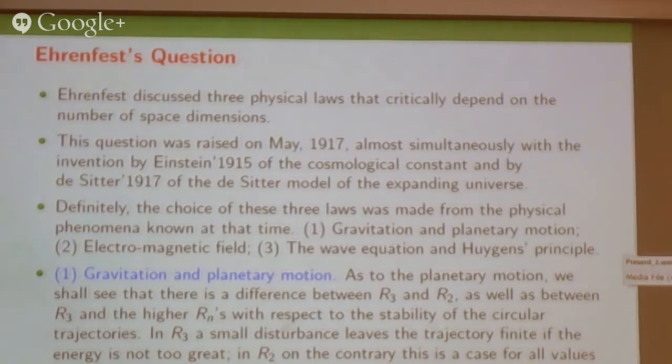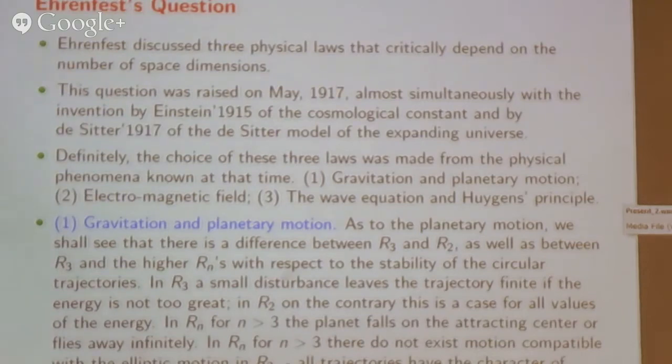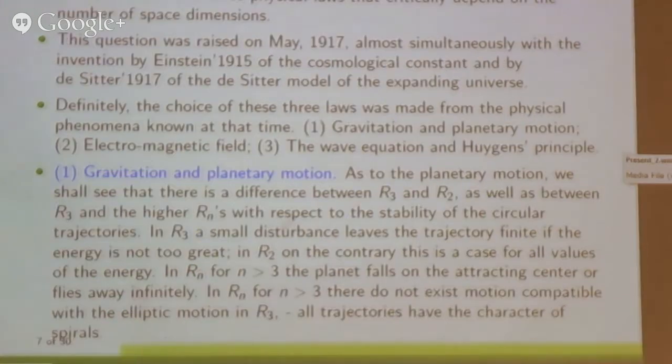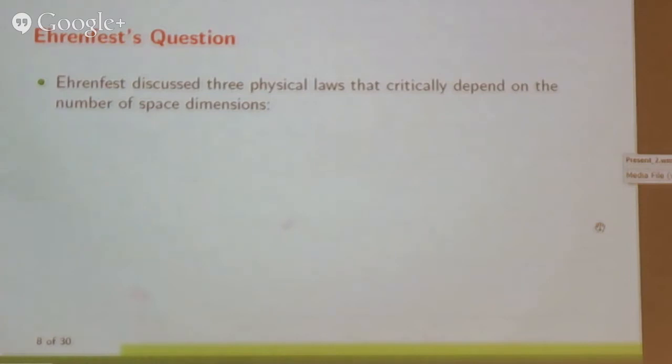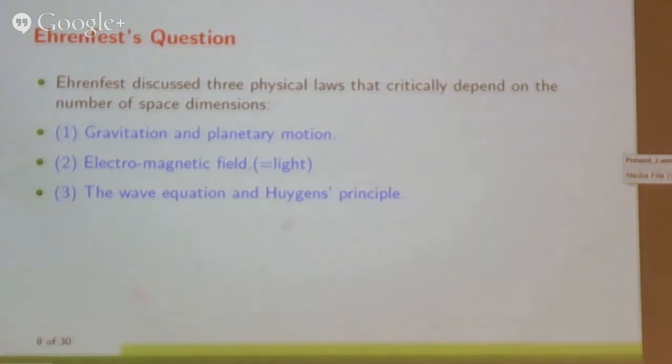His discussion by Ehrenfest was based on Newtonian mechanics. He considered the planetary motion, and he discovered, for example, what is the difference between R3 and Rn if n is greater than 3. Then there do not exist motions compatible with the elliptic motion in R3. All trajectories have the character of spirals. I don't want to go into details, but he compared the case of R2 and Rn greater than 3, and then he discovered that motion of planets will be completely different, and therefore dimension 3 is so important.